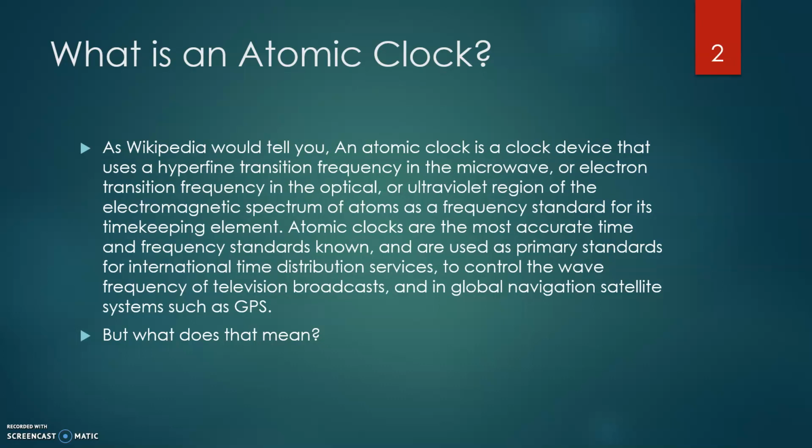As Wikipedia would tell you, an atomic clock is a device that uses hyperfine transition frequency in the microwave or electron transition frequency in the optical or ultraviolet region of the electromagnetic spectrum of atoms as a frequency standard for its timekeeping element. Atomic clocks have been found to be the most accurate time and frequency standards known to man and are used as a primary means for international time distribution services, for controlling the wave frequency of television broadcasts, and in global navigation systems like the GPS, which for us is the topic at hand.